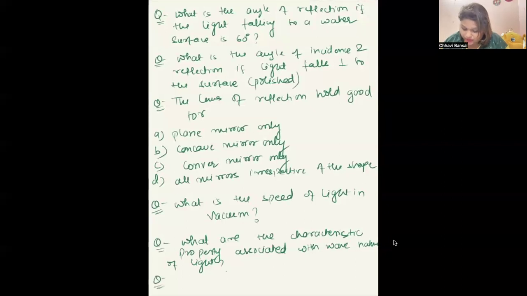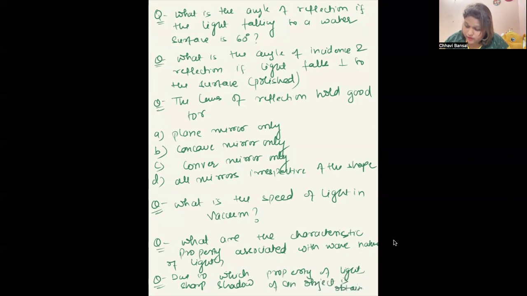One last question. Due to which property of light sharp shadow of an object is obtained? Okay. So these are few questions that are based on what we have discussed just now. Very easy questions, very simple questions, and all of them we have discussed in the video. Just take 2 minutes and try to solve this, and then we'll start discussing.